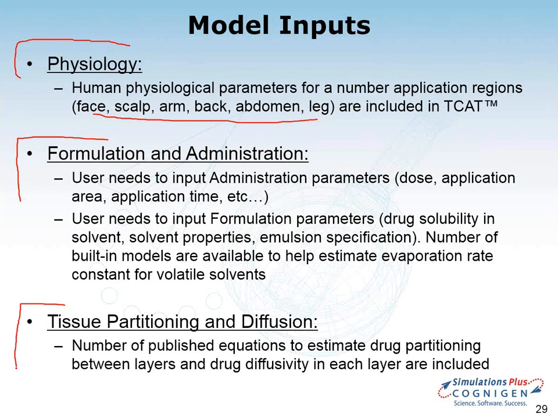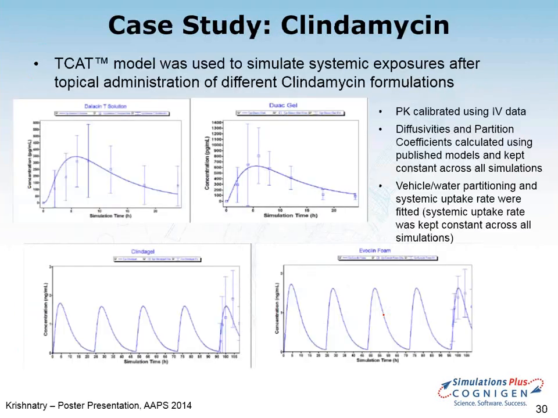And the last set of parameters, again, are the tissue partitioning and diffusion coefficients, which determine how quickly the drug is getting through all the skin layers, or whether it accumulates in any of the skin layers more, which again slows down the appearance in the systemic circulation.